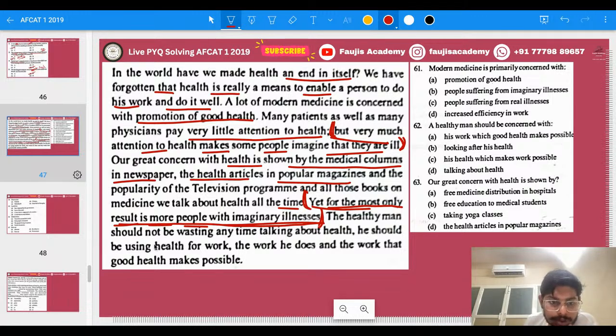The healthy man should not be wasting any time talking about health. He should be using health for work, the work he does, and the work that good health makes possible.